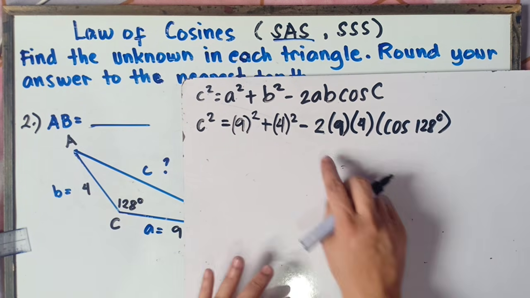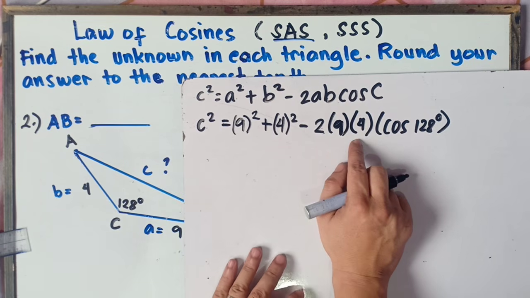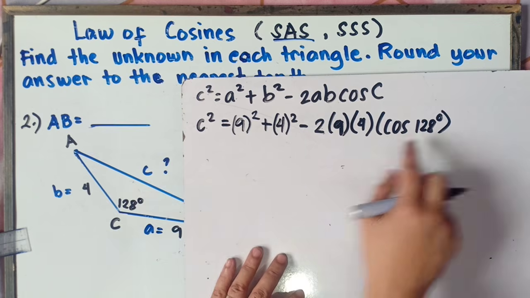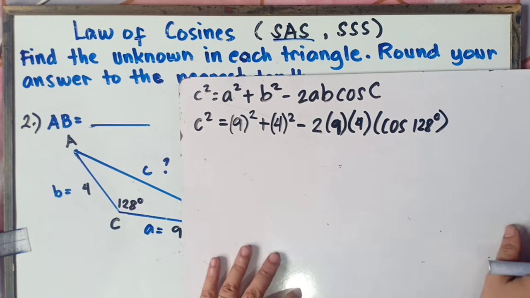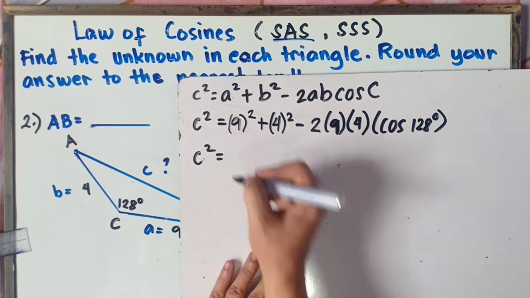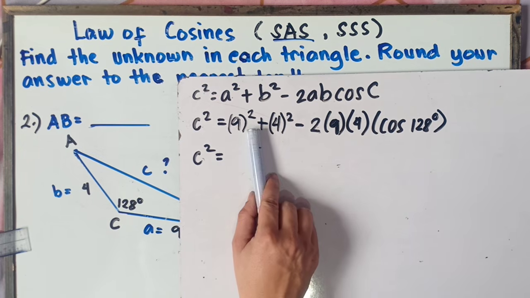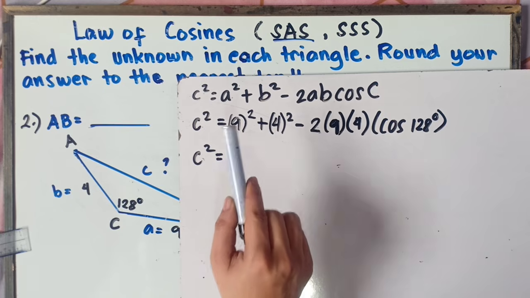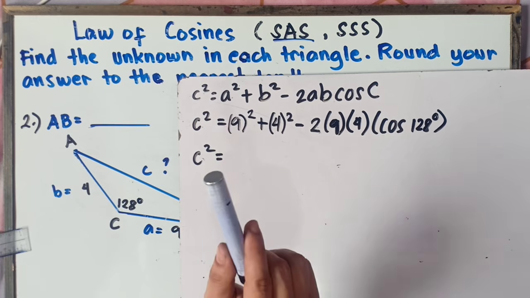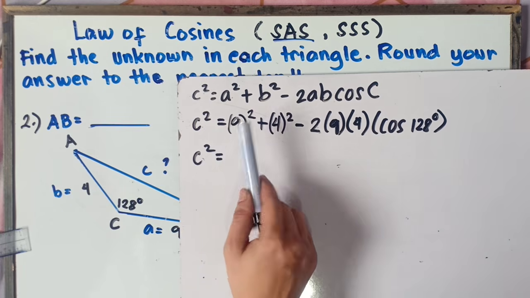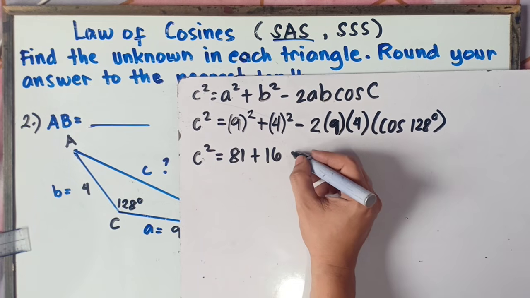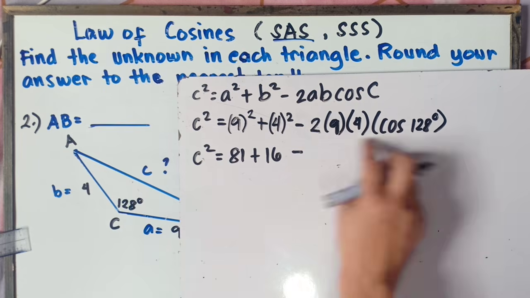So once again, a is 9, b is 4. So 2 times 9 times 4 times cosine of the value of angle C, that would be 128. Simply multiply, class. So c squared equals 9 squared. It doesn't mean 9 times 2. It means you multiply 9 by itself, that would be 9 times 9, which is 81, plus 4 times 4, that would be 16, minus, and then simply multiply this one.